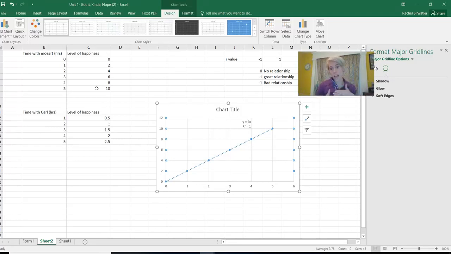So that is what the coefficient of determination is going to tell you: exactly how much of my results are actually caused by what I think they're caused by.